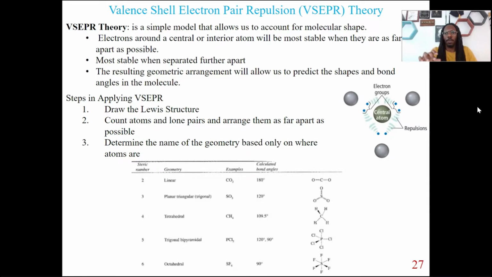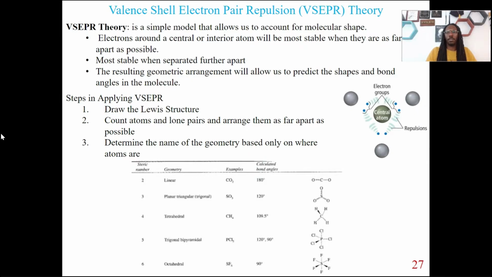But I just want everybody to understand that because these electron groups, these electrons, like to be far apart, depending on how many electron groups you have, that's going to determine your geometry. So we're able to determine our geometry based on our electron groups.